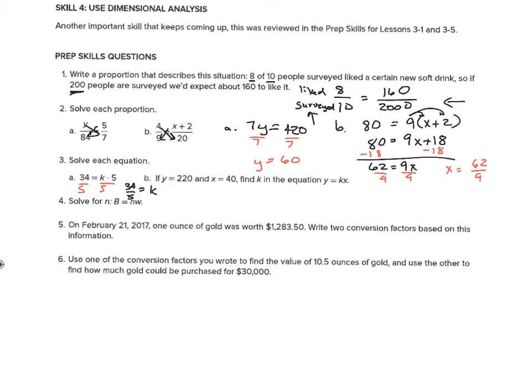Okay, B says if y equals 220 and x equals 40, find k in the equation y equals kx. So y was, again, 220, and x was 40. So to solve this, I'll divide both sides by 40. Okay, and let's see if that goes in evenly in my calculator, and I get 5.5. So k equals 5.5.